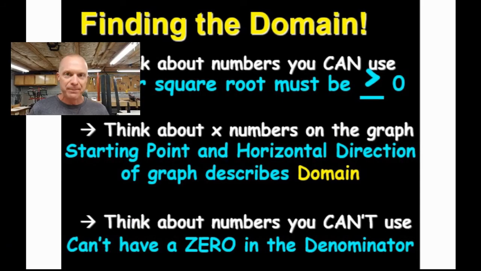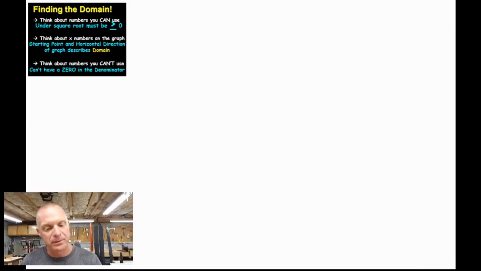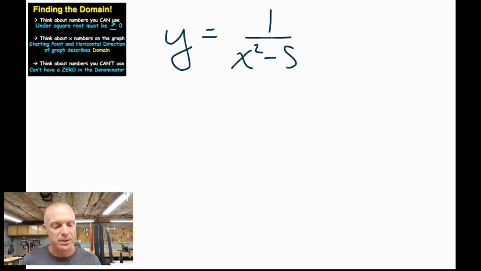One last domain, at least one last way to think about a domain, would be actually the numbers that you can't use. Now, numbers that you can't use typically have to do with denominators and denominators equaling 0. And so when a denominator is equal to 0, we have a problem. Okay, we have a number that you can't use. How about the equation 1 over x squared minus 8? Okay, it's clearly a fraction, clearly has a denominator.